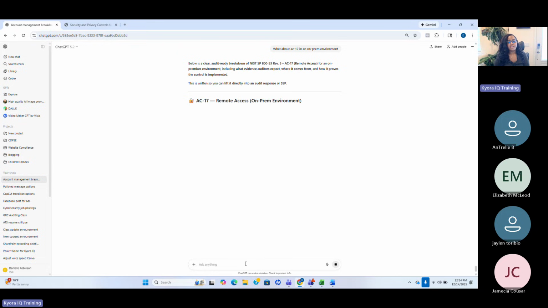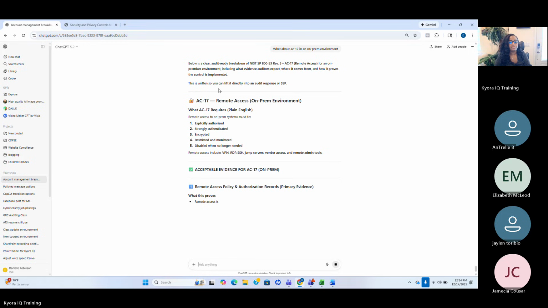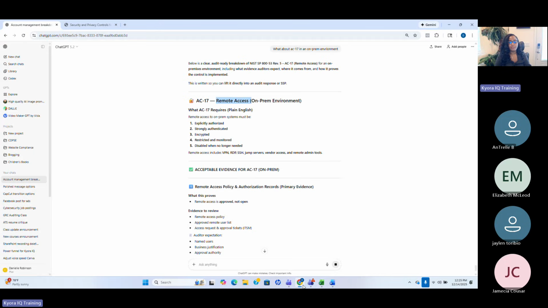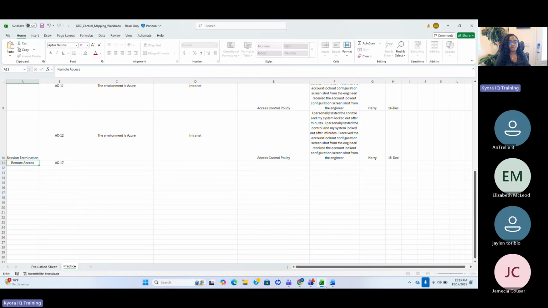Okay, so AC 17 is remote access. So we're going to put that on our sheet. And again, remember guys, there are hundreds of controls to practice with. But going through this, you will have a firm understanding of what things are when you get on the job. It'll make your life so much easier.